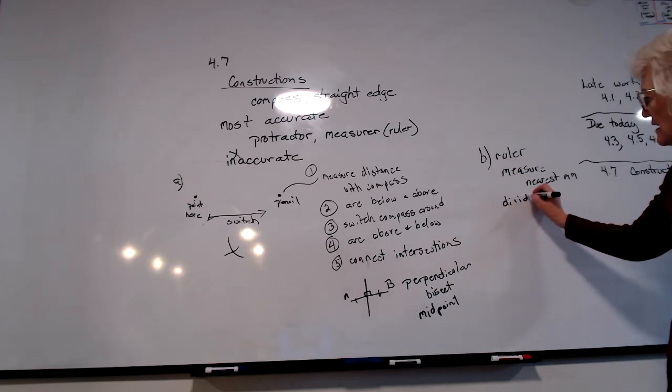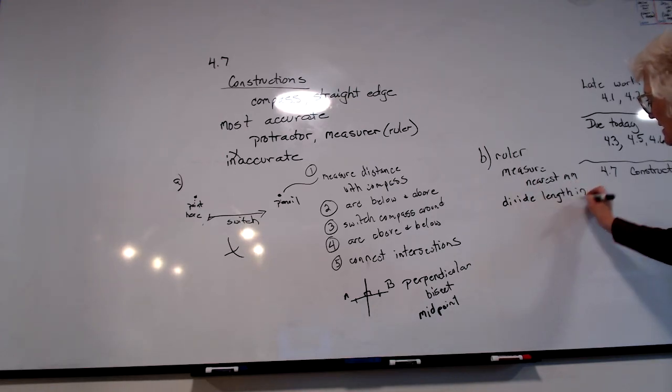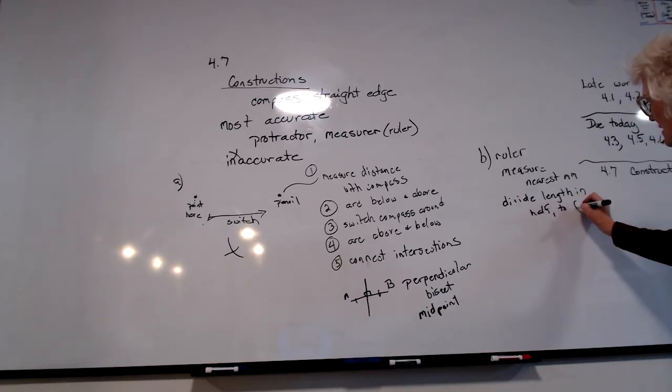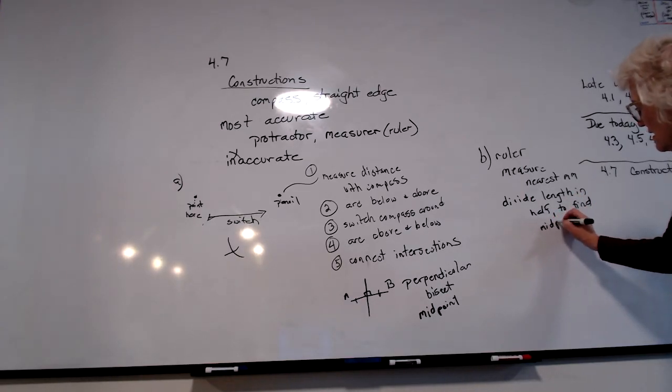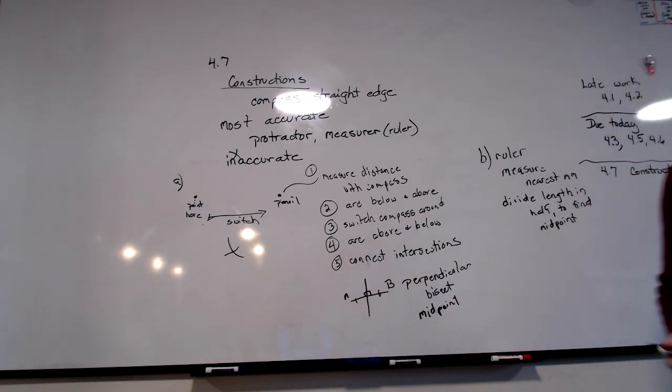Divide the length in half to find the midpoint. Now, that does not give you a perpendicular, it just cuts the angle or the line in half.